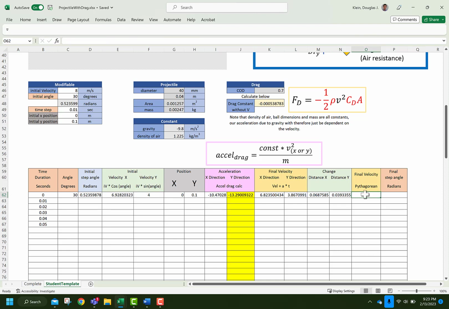Then I'm going to calculate my final velocity, and so to do that, I'm just going to use the Pythagorean theorem. So I'm going to take the square root of a squared plus b squared. Right? And then to get my final angle, I'm just going to take the inverse tangent, that's a tan, and I'm going to take the two values into it. All right, and I see it's going down, so that's good.